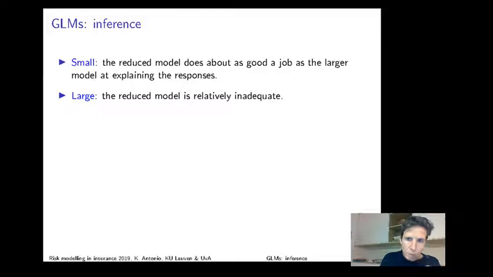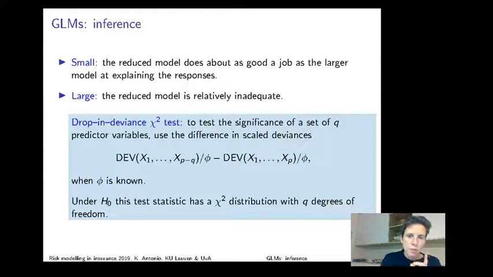So you will formally evaluate whether the observed drop in deviance is small or large by comparing its value with a quantile from a chi-square distribution with q degrees of freedom. Note that this result only holds when the dispersion parameter phi is known, and it does not require estimation. This is the case, for instance, with a Poisson regression, where this phi would be equal to 1.